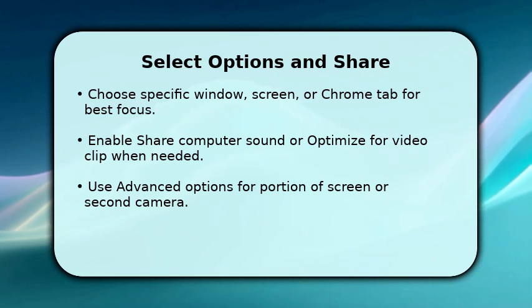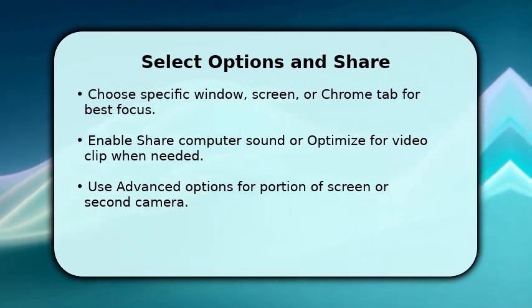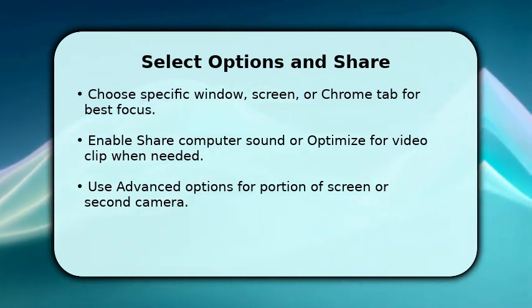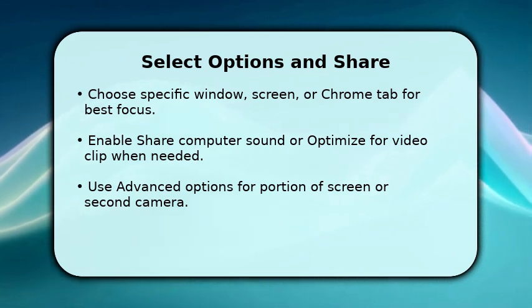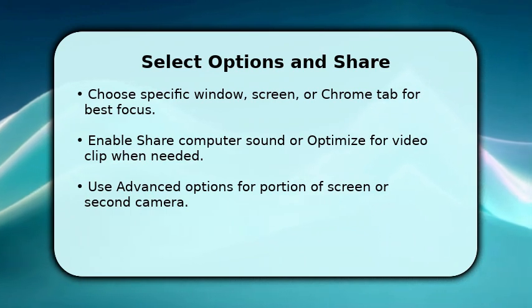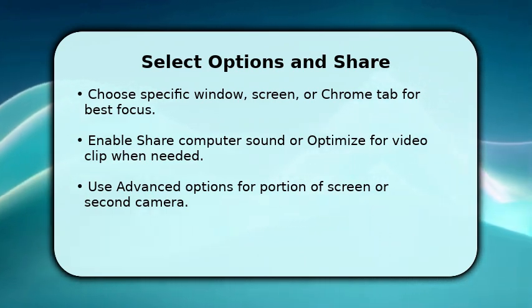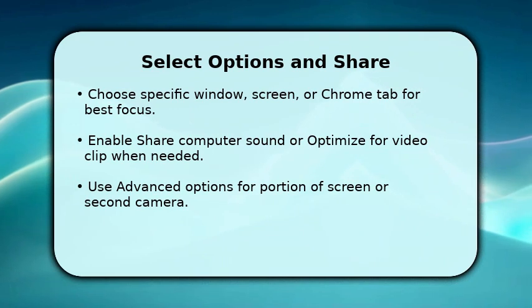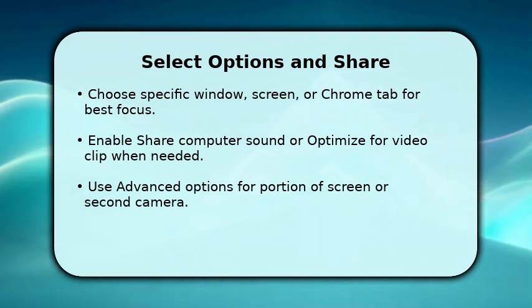If you'll play a video or audio, check Share Computer Sound and optimize for video clip to keep audio sync and quality. Make sure to select the correct monitor if you have multiple displays, otherwise you may broadcast the wrong screen. If you need just part of a screen or an additional camera feed, open Advanced and choose Portion.